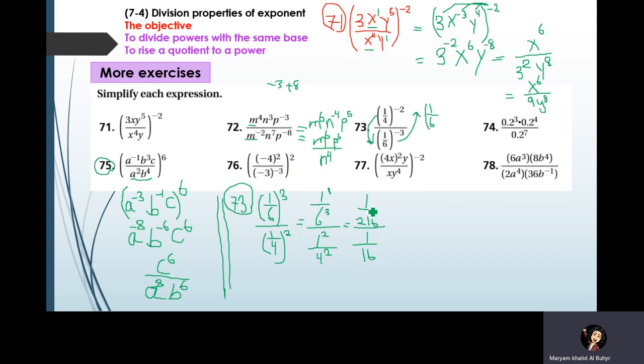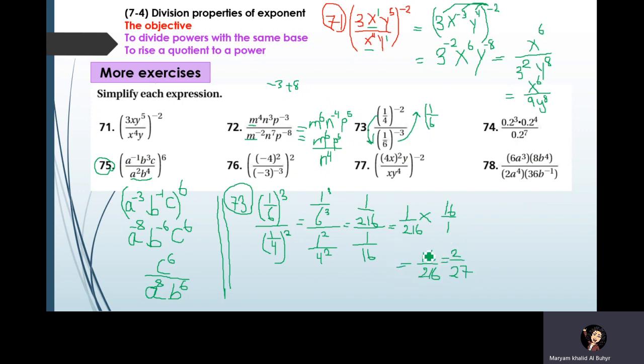You learned also in grade 7 what to do with this one. This is a fraction divided by another fraction. You can multiply by the reciprocal. Just say 216 times its reciprocal, which is 16 over 1. Next, this equals 16 over 216. Simplify them if you can. Once you simplify them, you will get 2 over 27.